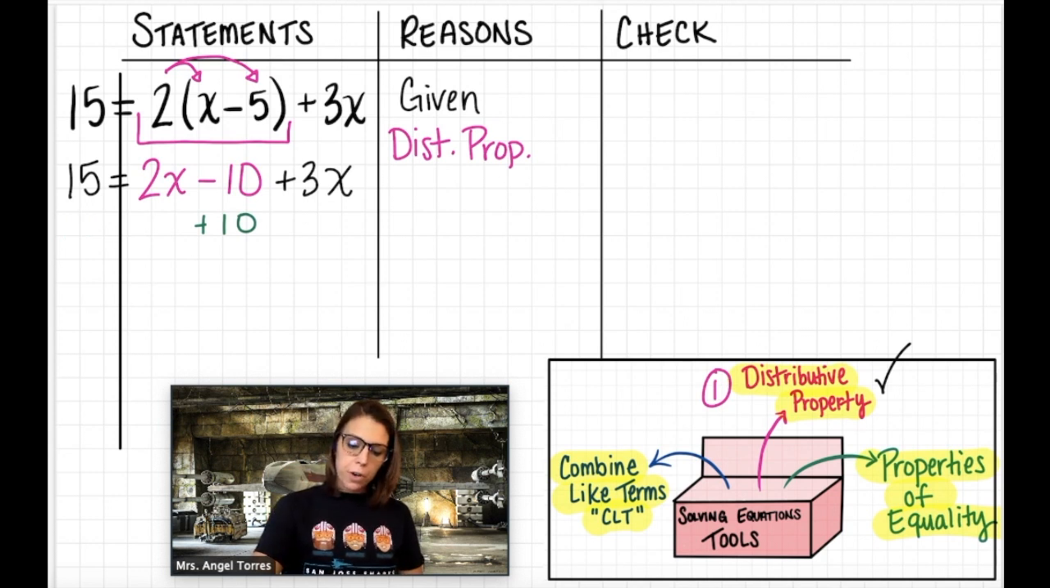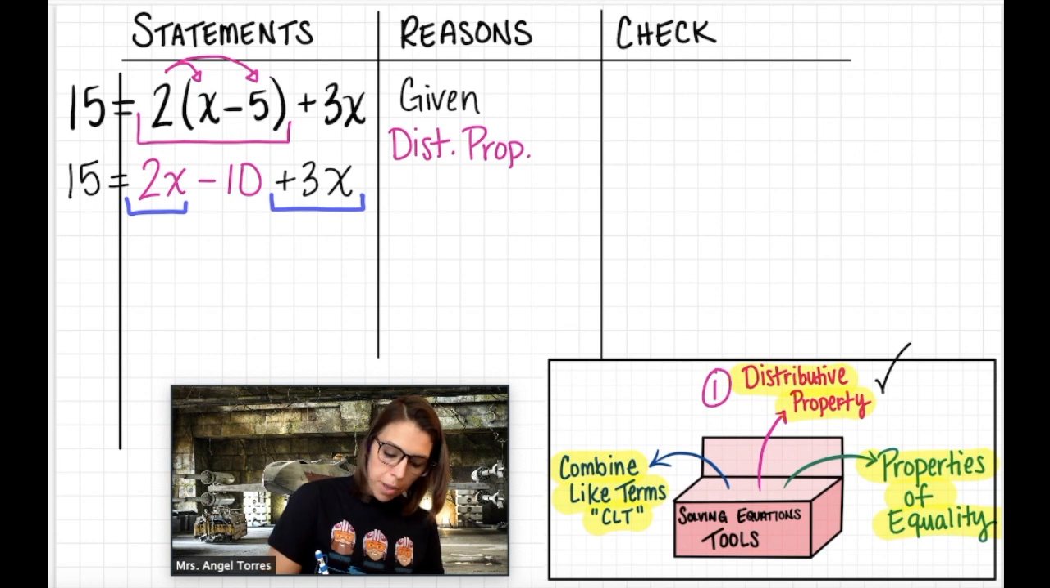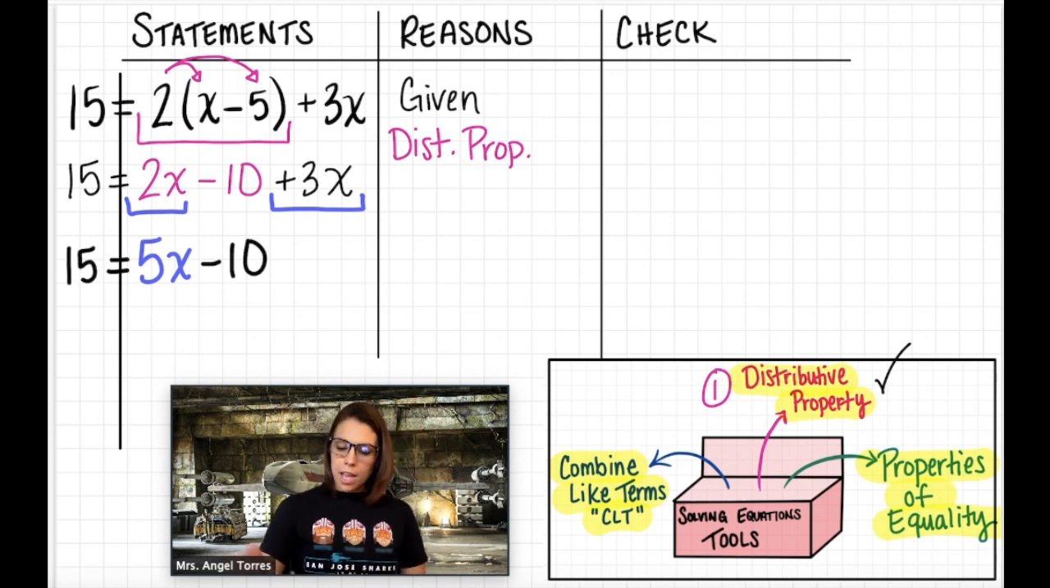I would prefer to combine my like terms first, so I'm going to go ahead and do that. I have 2 x's plus 3 more x's, which combine to a single term of 5 x's. I'm going to bring down my minus 10 and my equals 15. Now that I've used my combine like terms tool, I only have one tool left in the toolbox, and that's our properties of equality. Now that this is a pretty simple two-step equation, why don't you finish solving?